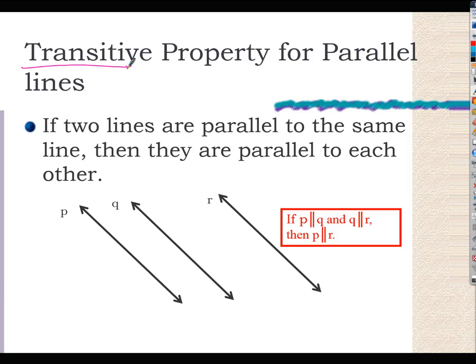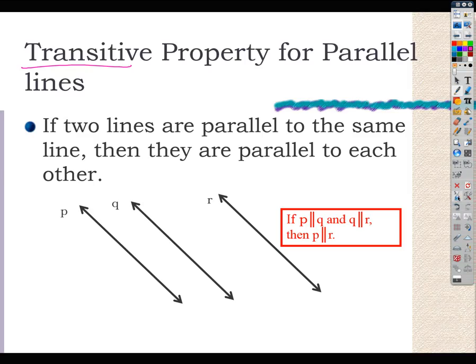So it transfers it through a middleman, right? If A is equal to B and B is equal to C, then we're transferring the equality from A through the middleman B all the way over to C. That's all it is. This is kind of the same type of deal, isn't it? If two lines are parallel to the same line, then they're parallel to each other. So for example, if P is parallel to Q and Q is parallel to R, then doesn't it make sense that P must be parallel to R? So that's the transitive property for parallel lines. Not a big deal.